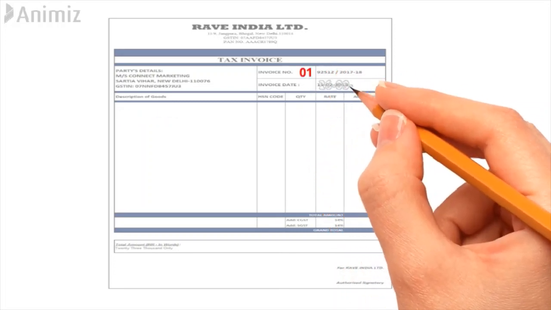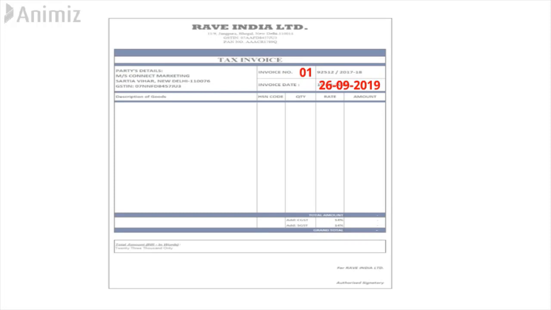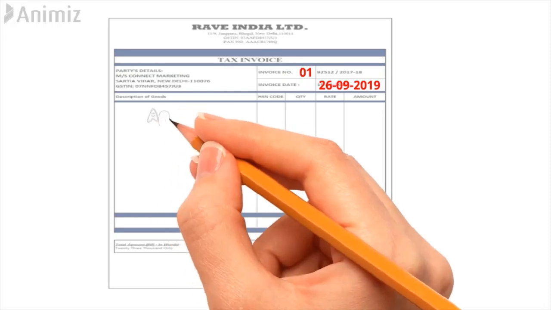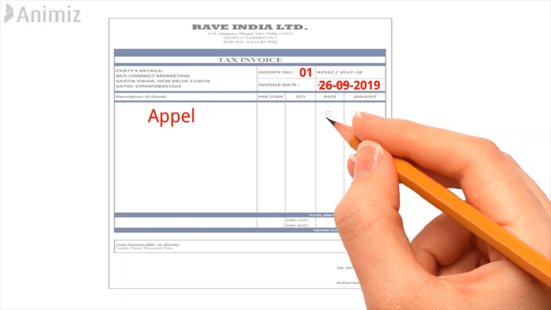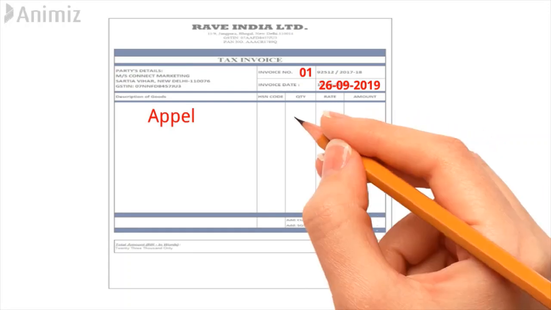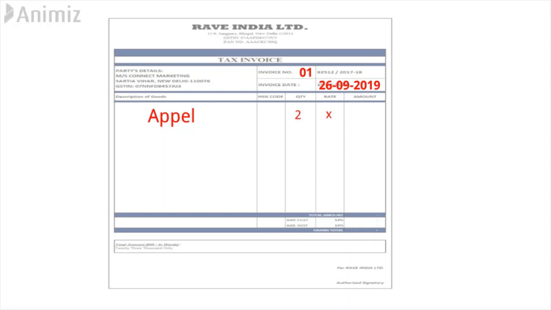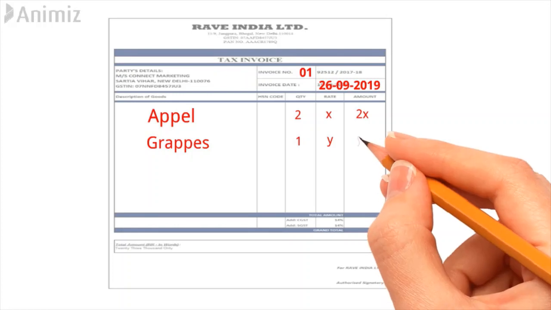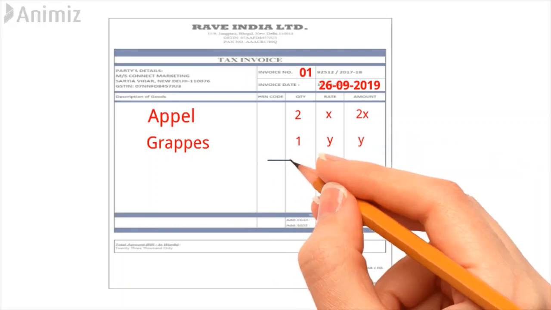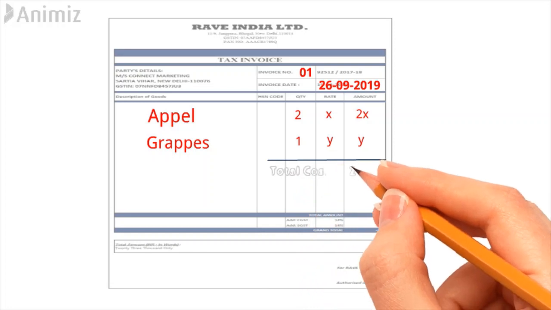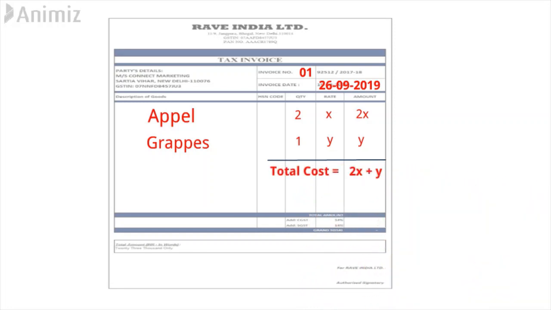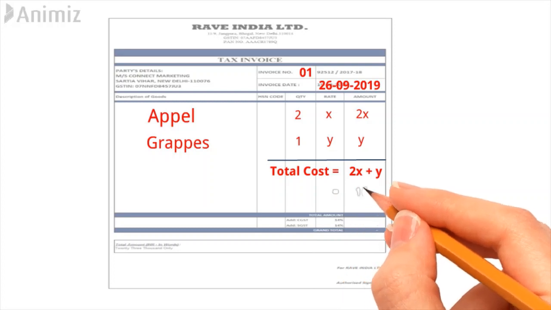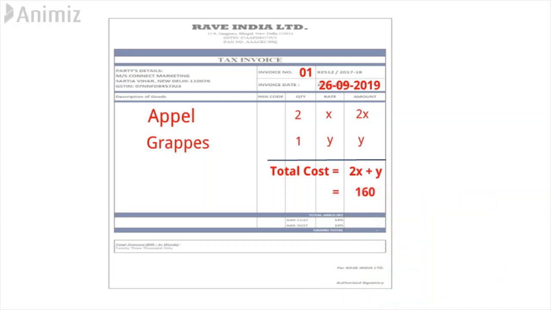So let us assume on 26th September a person went and bought some items. The first item is apple, the rate is, let us assume, x rupees per kg, and quantity is 2 kg. That means the money he paid for the apples is 2x. Then the second is grapes. Let us say the rate is rupees y per kg, quantity is 1 kg, so for grapes he has paid y rupees. The total money he has paid is 2x plus y, and remember that this 2x plus y should be equal to 160, which is the total money he has paid to the shopkeeper.